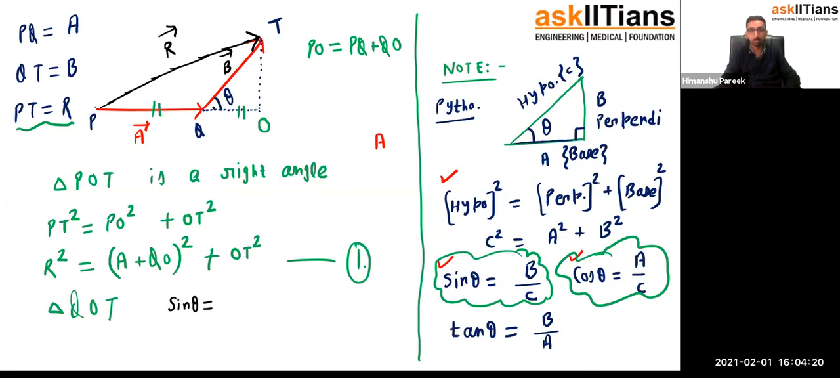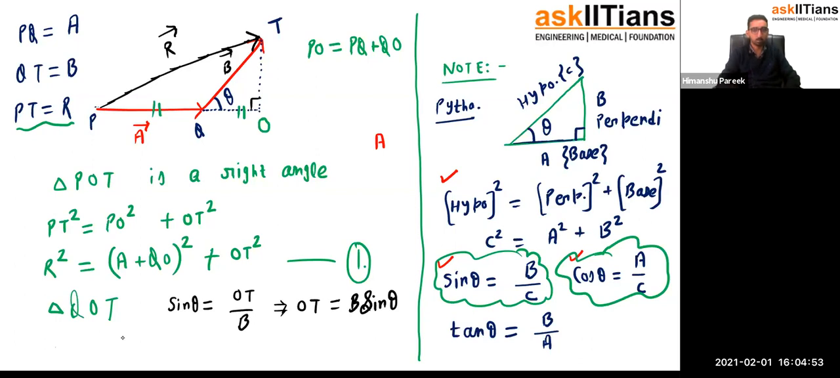So what is perpendicular here in this triangle? Perpendicular is the side which is opposite to the angle. That is OT. What is hypotenuse? Hypotenuse is this QT, which is nothing but B only. So perpendicular upon hypotenuse, from here what you will be getting? Very simple. OT is equal to B sine theta.